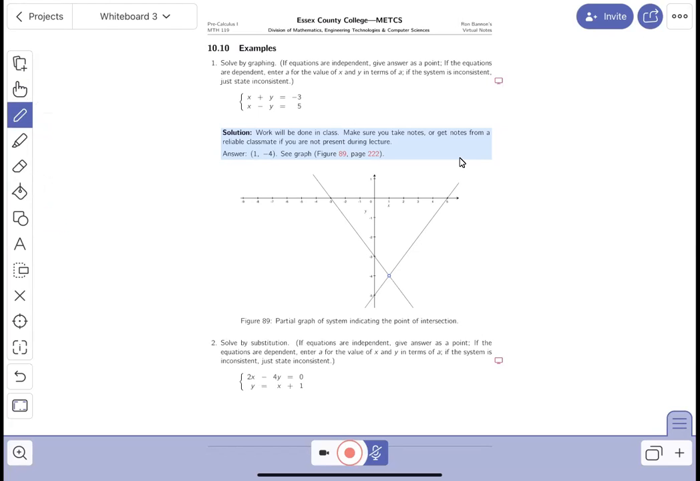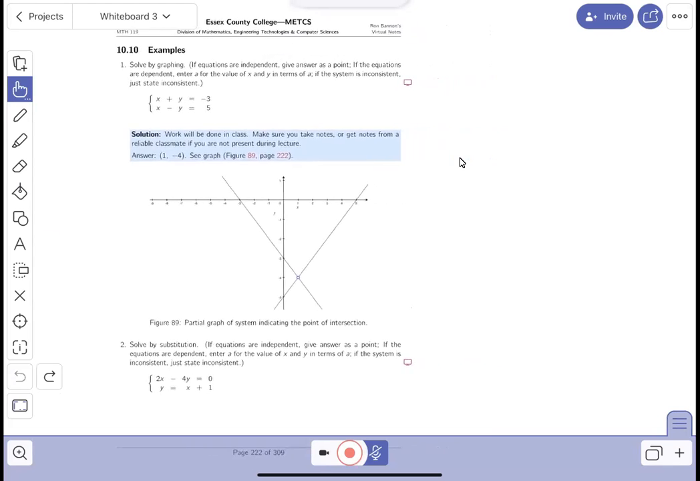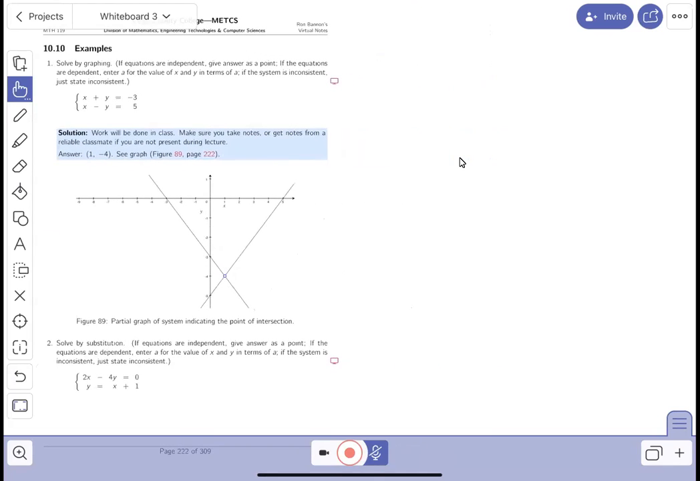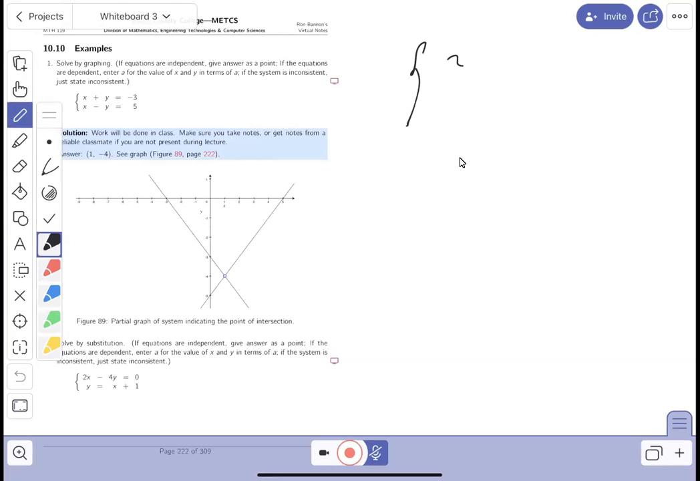So in Math 100, the first method was a technique called solving by graphing, right? So we have a linear system. And that linear system, I'll write it down for you, is two equations, and they're linear equations, they're lines. So that's x plus y equals minus 3. And the other equation is x minus y equals 5.